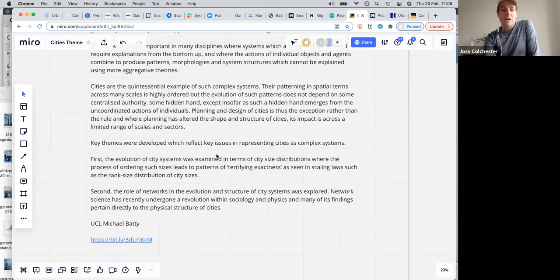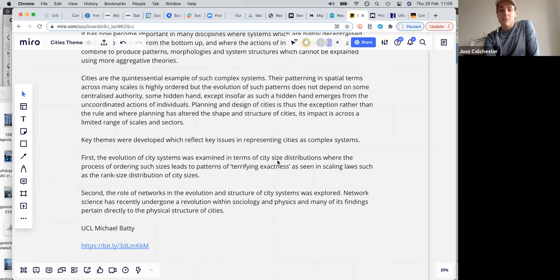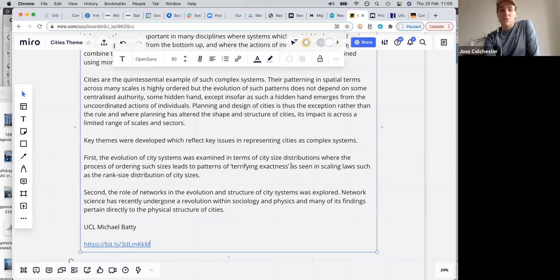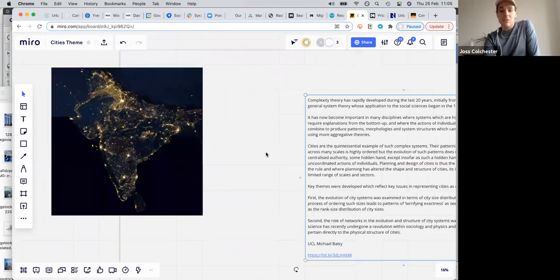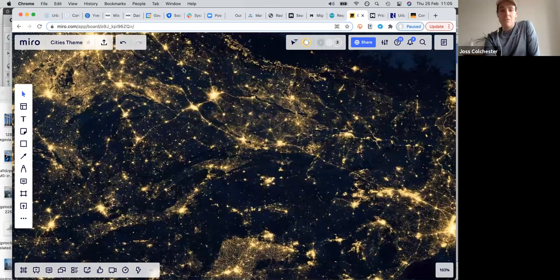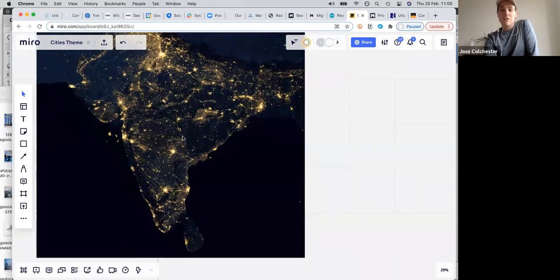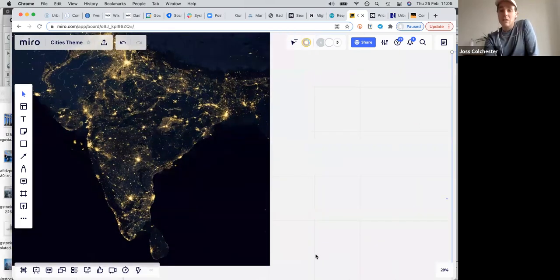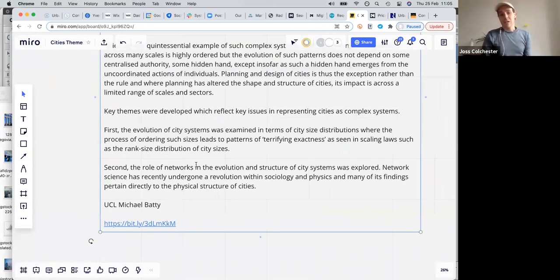So the key themes they're looking at is the evolution of cities, where they're examining scale distributions, right? How we get these fractal multi-scale patterns. We see here we have teeny little networks right down here, if we're able to zoom in, we see little patterns, they emerge into larger networks, and then they emerge into really vast global networks. So they exist on many different scales, and you see the same kind of patterns emerging on different scales. That's one thing they're exploring here. Another is the role of networks in the evolution and structure of city systems.